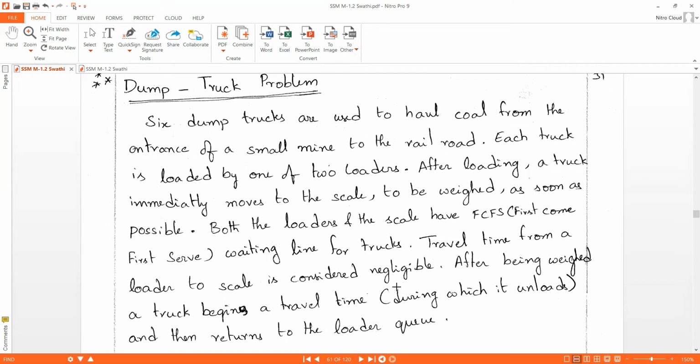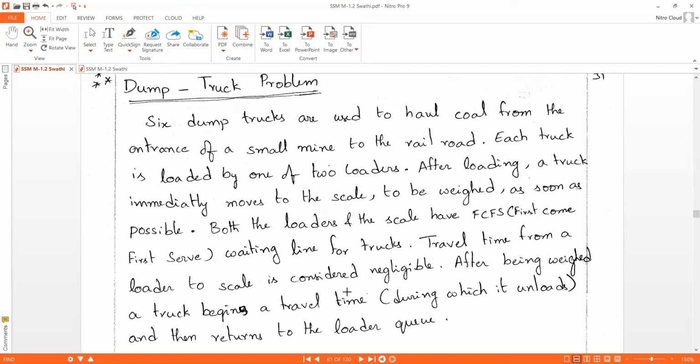After being weighed, the truck begins travel. Once loading and weighing are done, the truck will start traveling, during which it will unload, and then the truck will return to the loader queue.